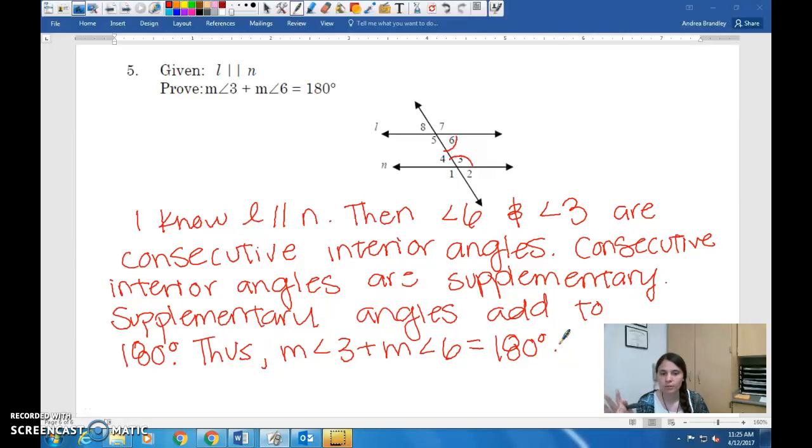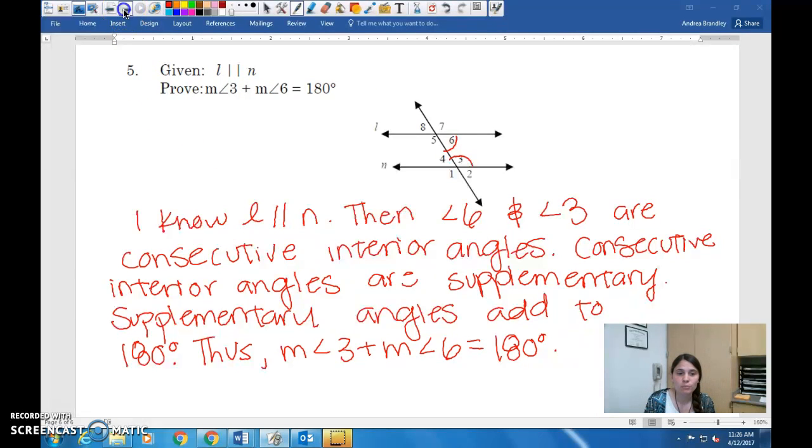So I'm going to go back through. Okay, I know these two are parallel. If they're parallel, then these two have to be consecutive interior angles. If they're consecutive interior angles, then that means they're supplementary. Supplementary angles add to 180 degrees. These thus must add to 180 degrees. So I think that's a solid proof.